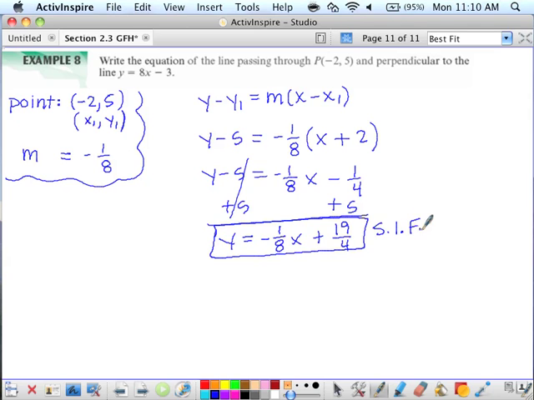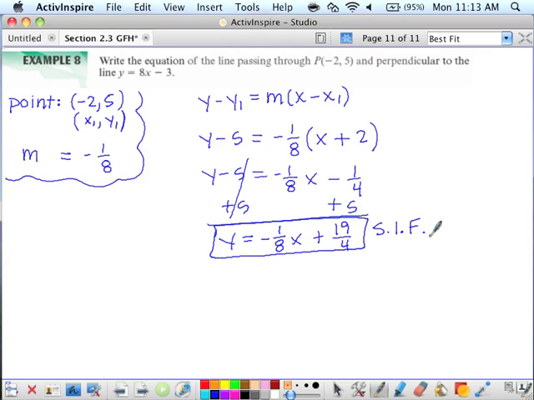I'll give you a hint. The first thing you're going to have to do is get rid of all of your fractions. You're going to have to multiply through by the common denominator of 8. And then you'll work on getting your x over to the left. So take a second and see if you can convert it to standard form.